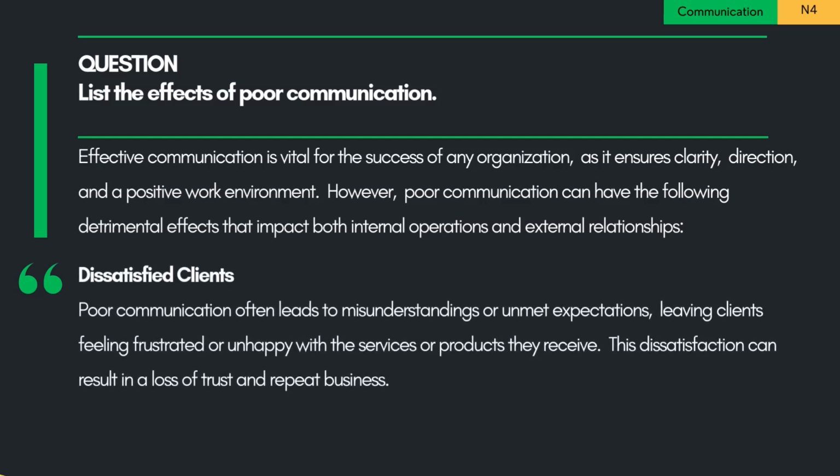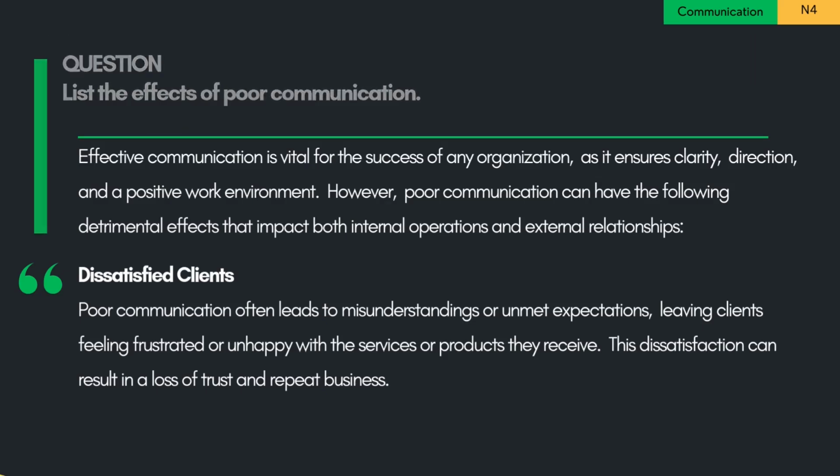1. Dissatisfied clients. Poor communication often leads to misunderstandings or unmet expectations, leaving clients feeling frustrated or unhappy with the services or products they receive. This dissatisfaction can result in a loss of trust and repeat business.